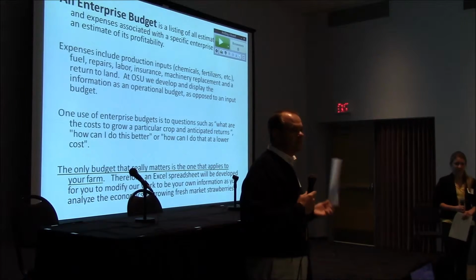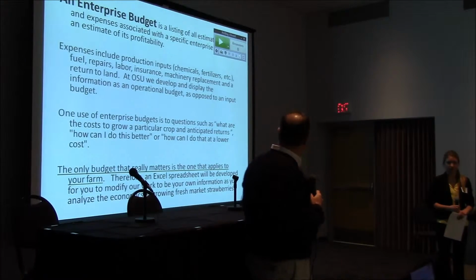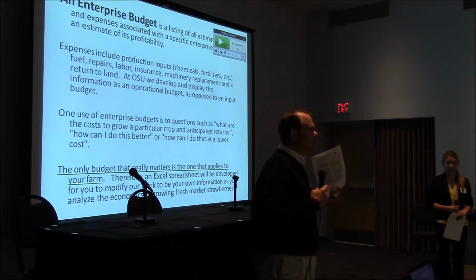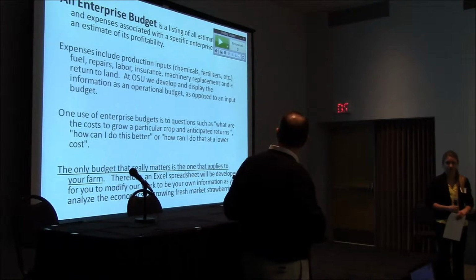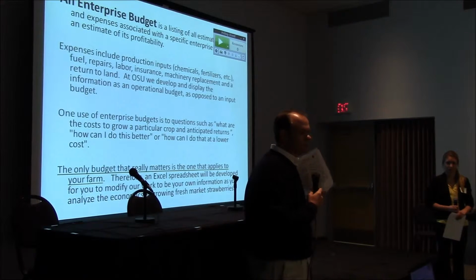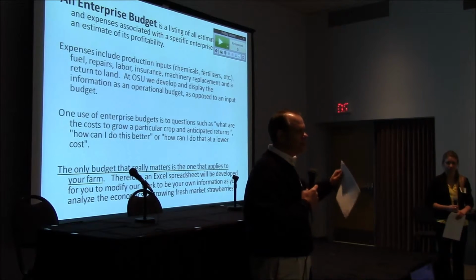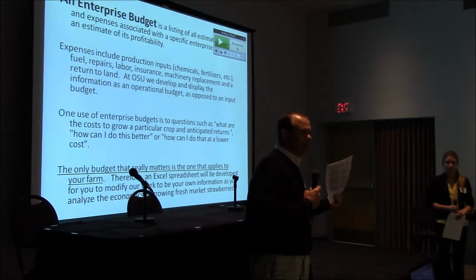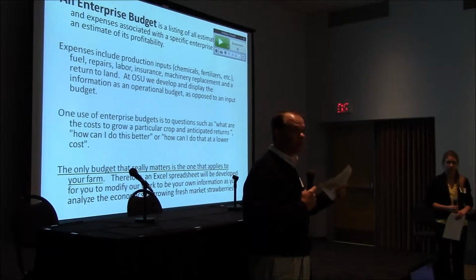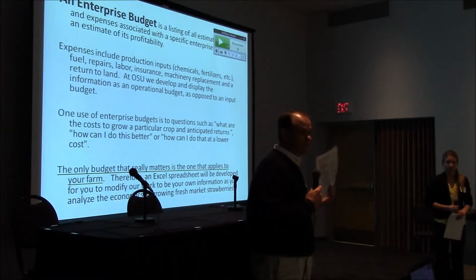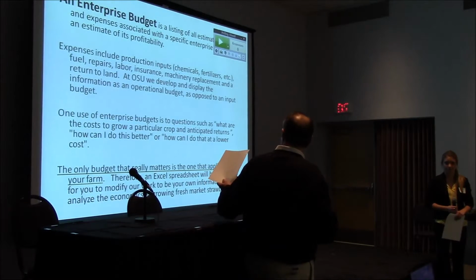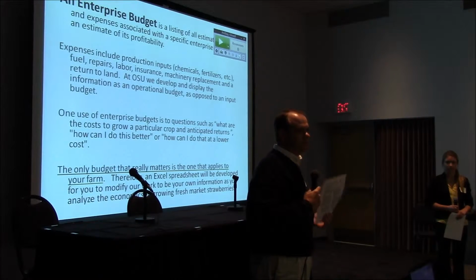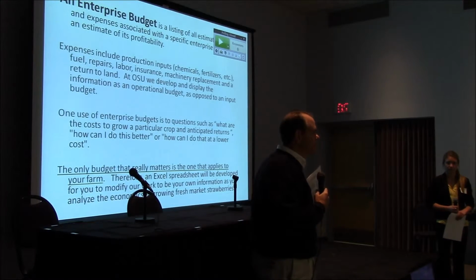We take a look at these costs on an operation basis, and we use these enterprise budgets so that you can start answering questions like: what does it cost to grow this particular crop? If I go to plasticulture, what are the additional costs? What are the expected returns by doing so? What are the cost benefits? And how can I do that at a lower cost? That's what we're doing with these budgets, and I really encourage you to help us out with that.